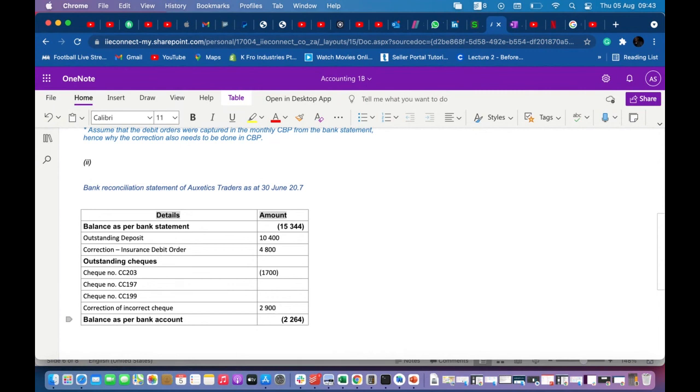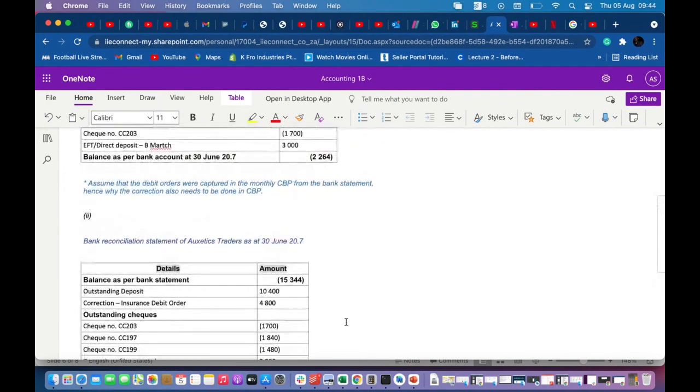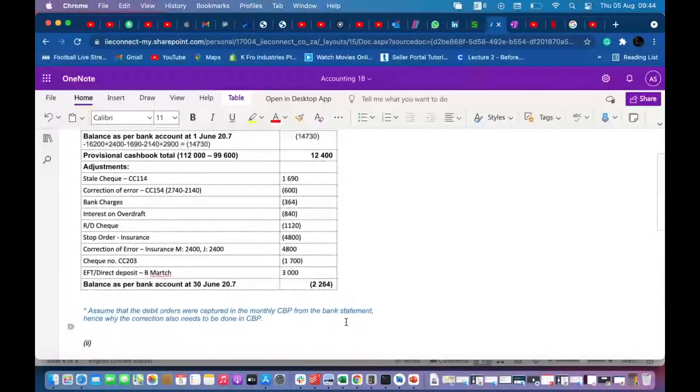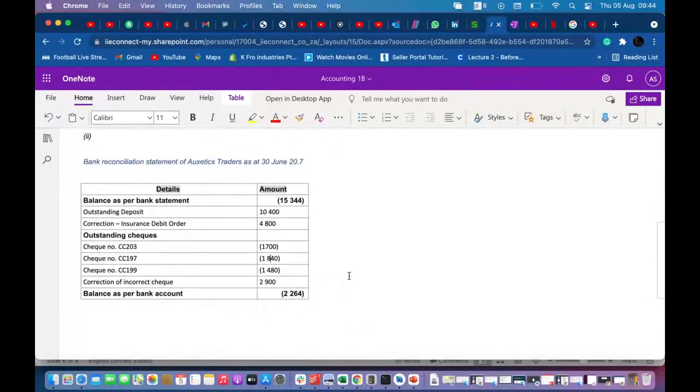I think I forgot to put in these amounts. That was for how much? Oops, I'm getting it wrong. This is 1,480. And then this is 1,840. Okay, and if you do the maths there, you should arrive at the same bank balance as per bank account, which is what we calculated up top here. So unfortunately, this business is in the red. We ain't making enough money.